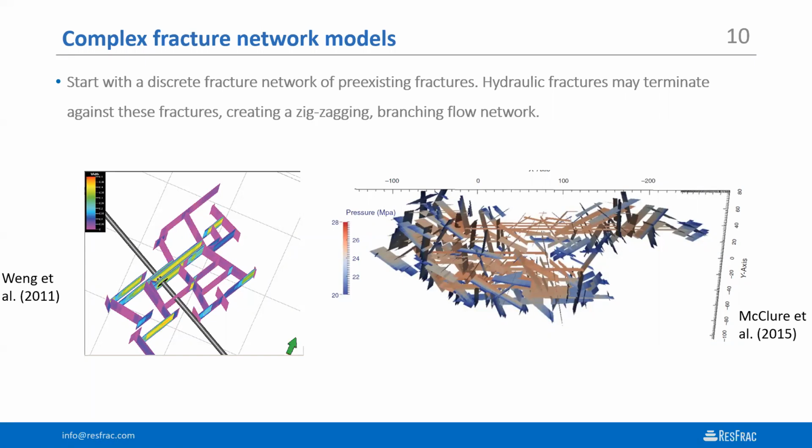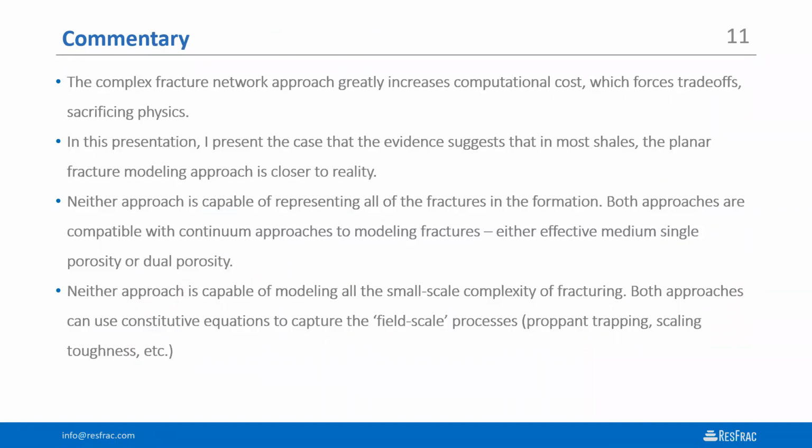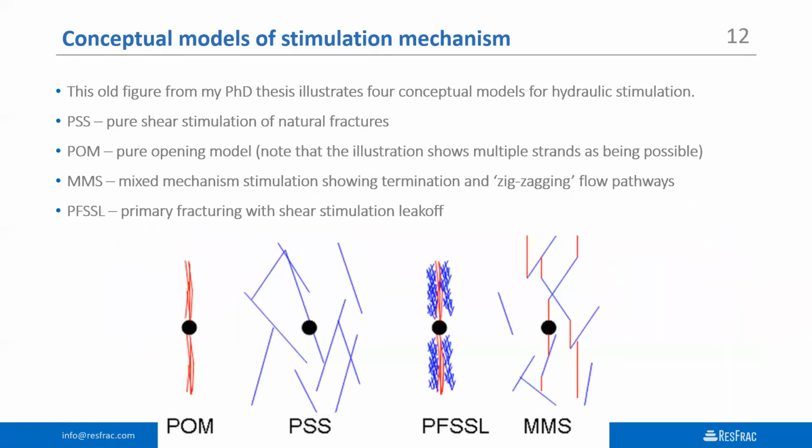And so that's really the key differences. Number one, the presence of a DFN, and number two, the termination of hydraulic fractures against natural fractures. And you could have something kind of in between. Actually, I'll skip ahead to this slide to give a little more commentary on these conceptual models.